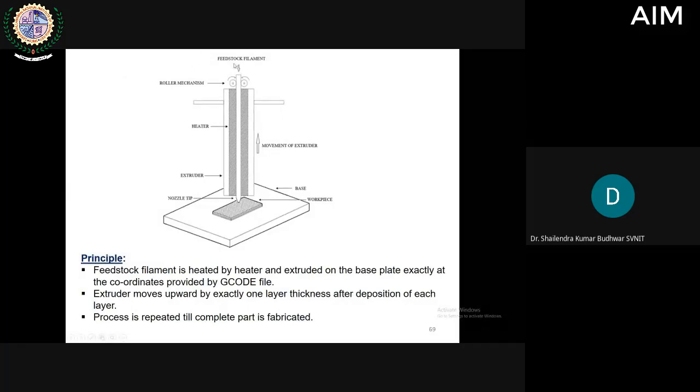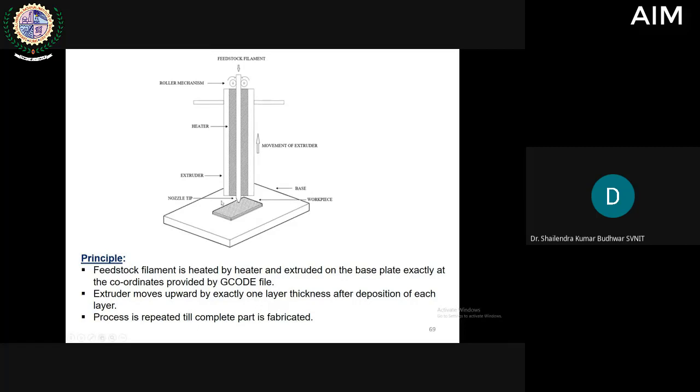So here you can see that feedstock filament is inserted inside this extruder chamber. Then there are heating coils which heat this filament, and then the filament comes into viscous form, and then it is extruded through the nozzle. Then this extruder will move on the platform along the XY axis as per the STL file of that part, the 3D CAD model data of that part.